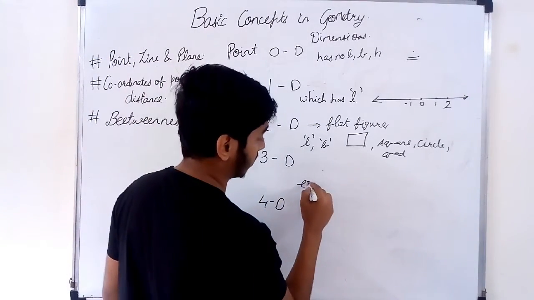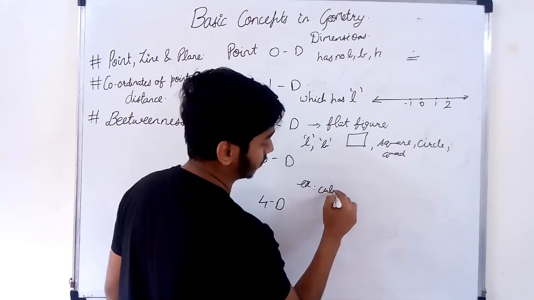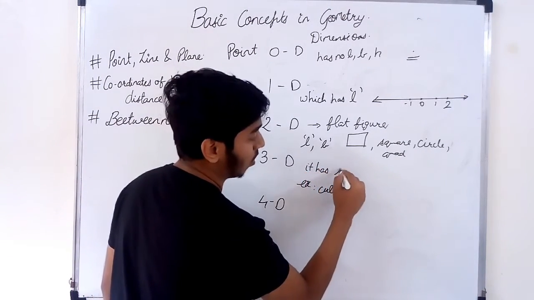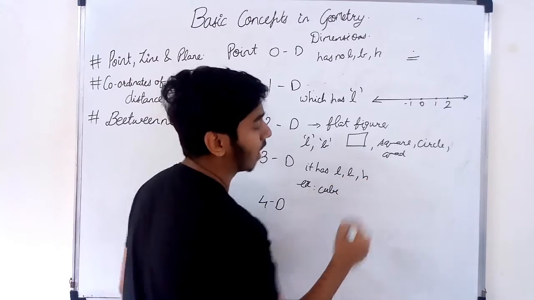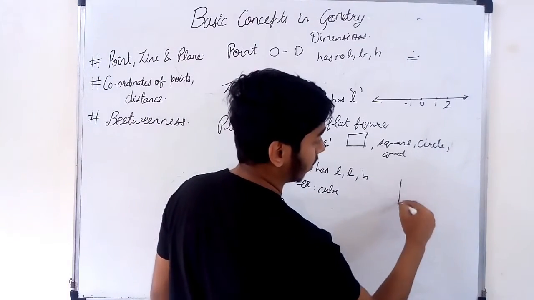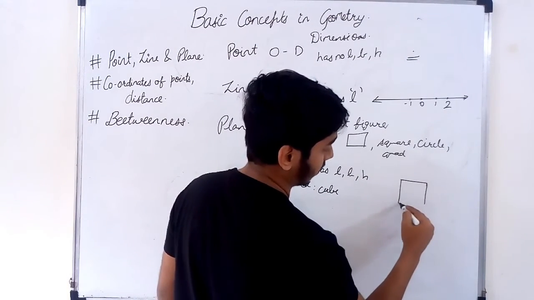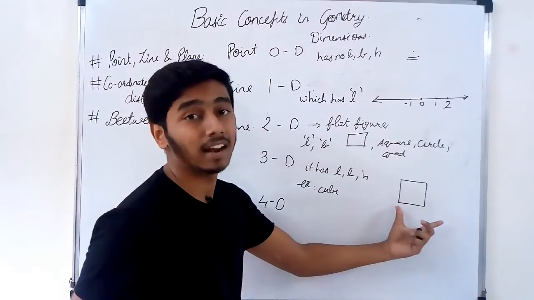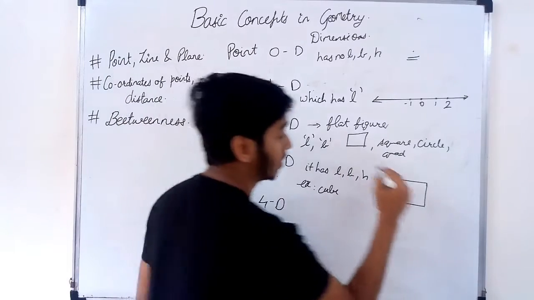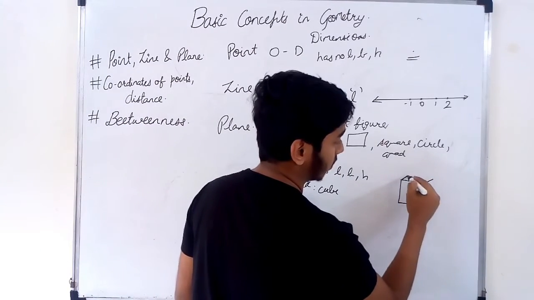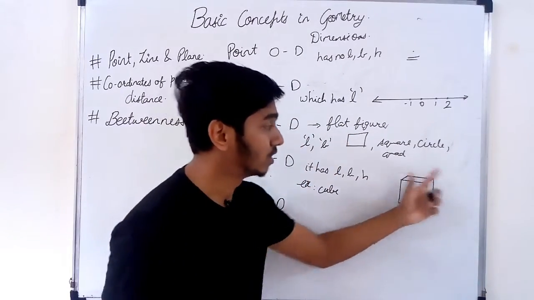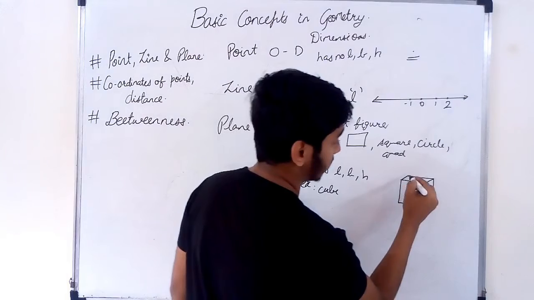For example, if I say cube, it has all three: length, breadth and height. Like for example, if I draw this, this is a rectangle which is a 2D structure. Now I'll convert this into a 3D structure. Let's see how. So this is a 2D to 3D structure.